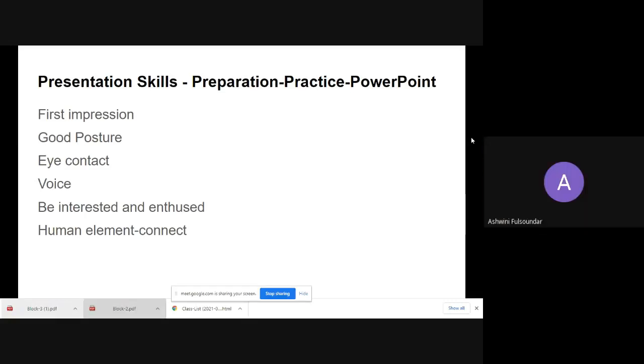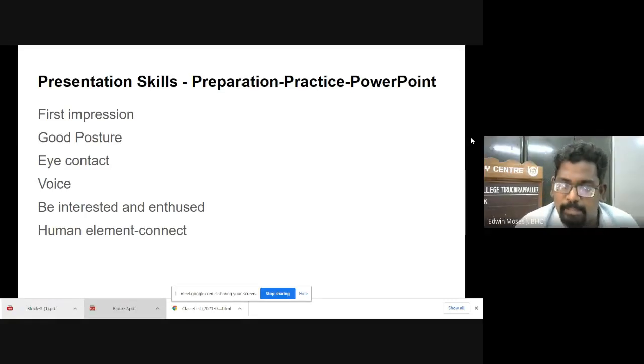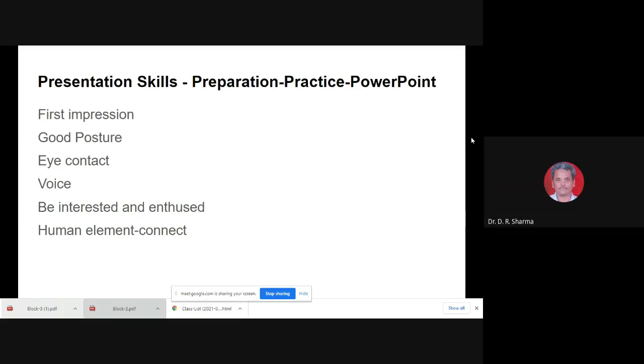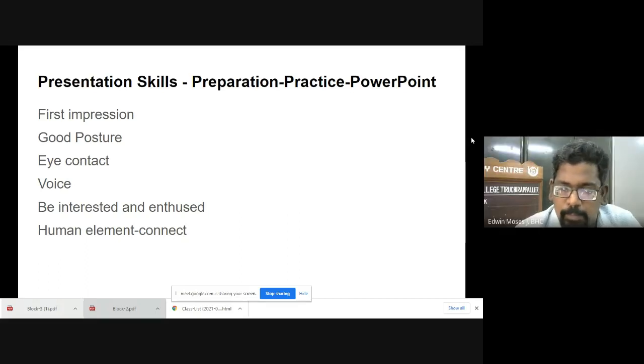The presentation skills: preparation, practice, and PowerPoint. First impression, good posture, eye contact, voice, and be interested and enthused, and human element. Okay, connect with the human element in your presentation.